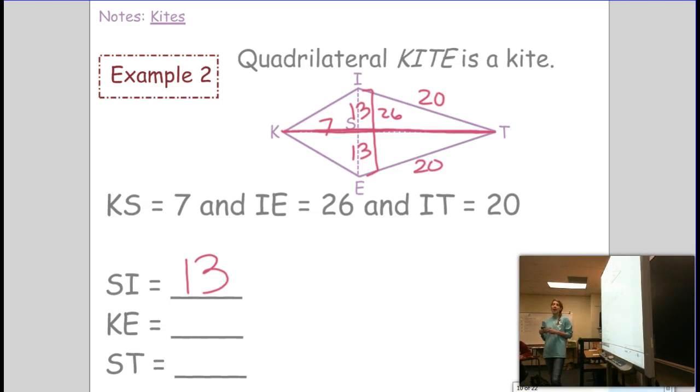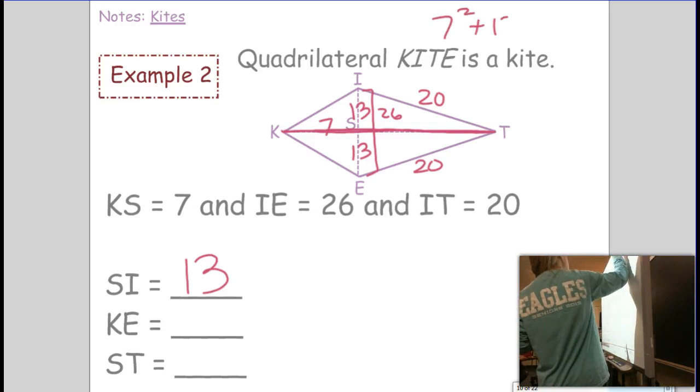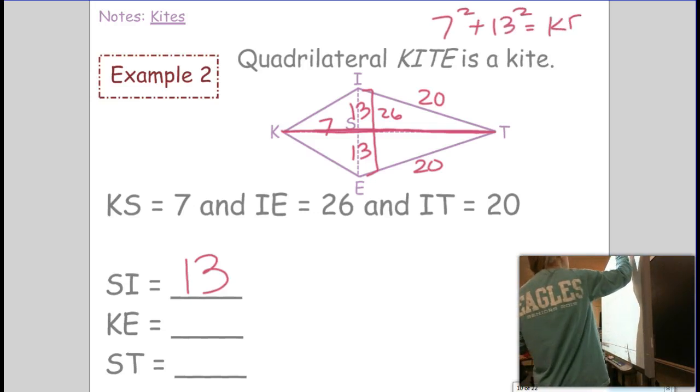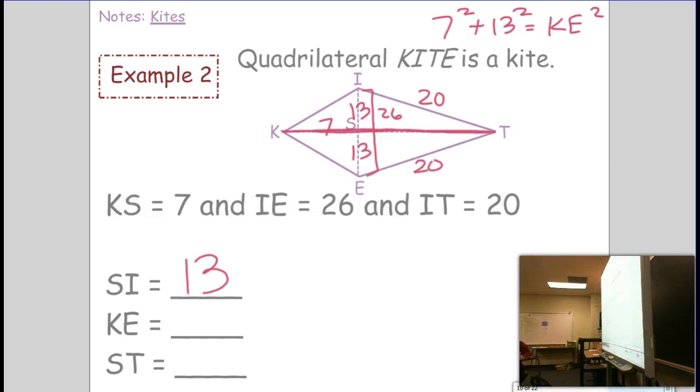Trent, don't tell me what KE is, but tell me how we would get KE. Pythagorean theorem? Yes, sir. Very good. Pythagorean theorem. Chris, tell me what my Pythagorean theorem equation would be. Thank you for saying plus. Sometimes we get mixed up whether it's plus or minus. 7 squared plus 13 squared. Take the square root. Claire, tell me what you get.